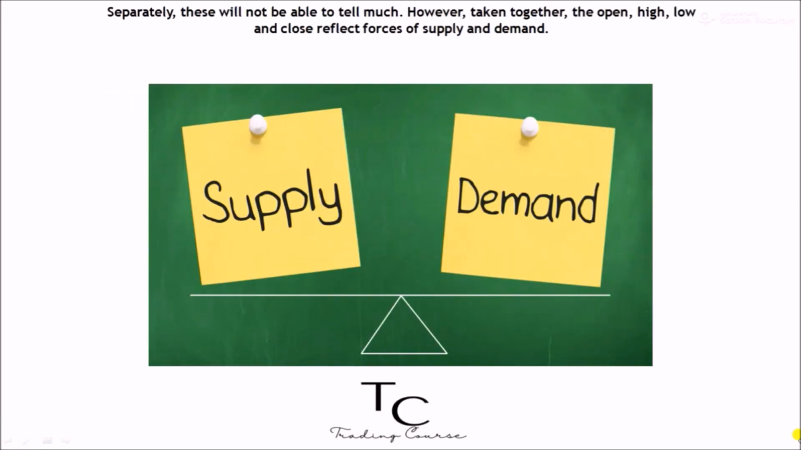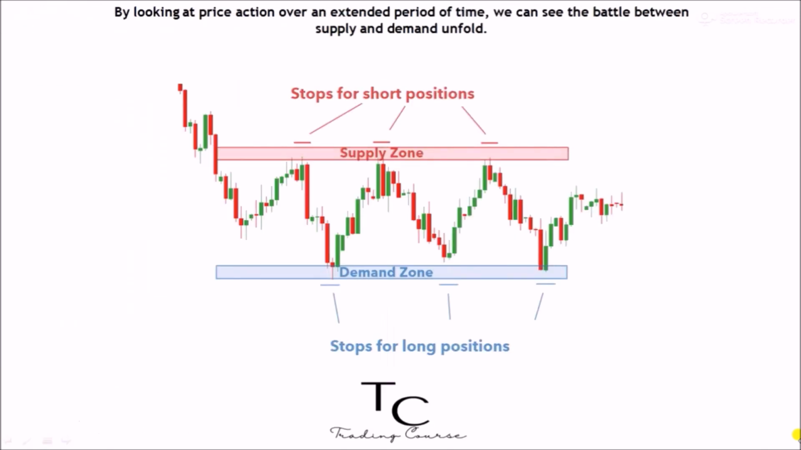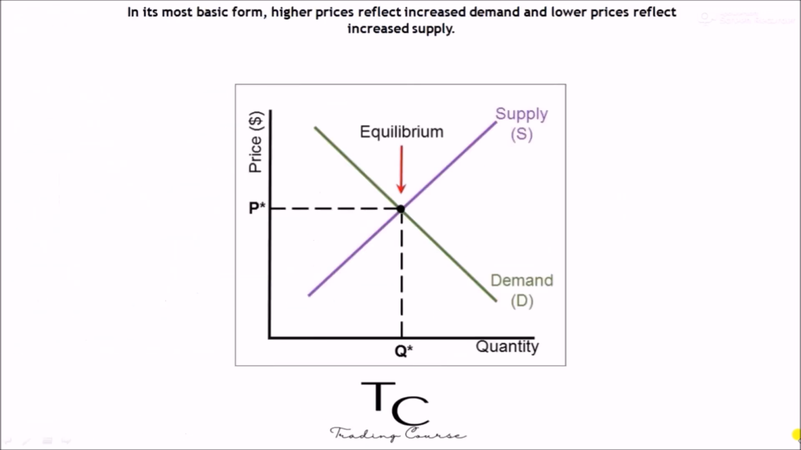These will not be able to tell much. However, taken together, the open, high, low and close reflect forces of supply and demand. By looking at price action over an extended period of time, we can see the battle between supply and demand unfold. In its most basic form, higher prices reflect increased demand and lower prices reflect increased supply.